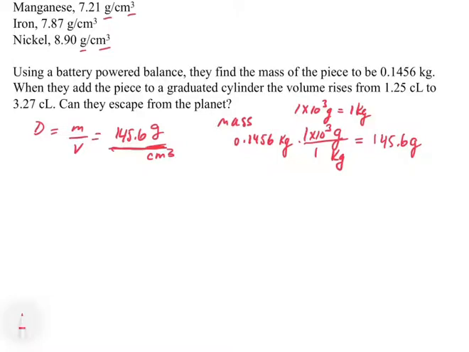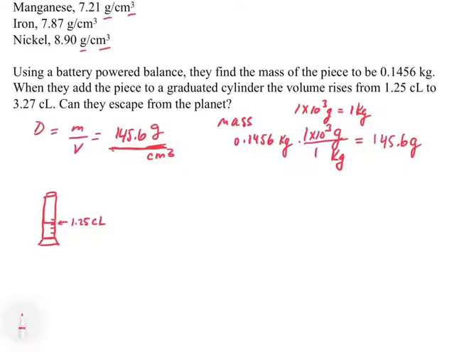Okay, so let's talk about adding the piece to a graduated cylinder. What is a graduated cylinder? A graduated cylinder is a piece of glassware. It has a tall part, and a little bit of a base at the bottom. When you put water into it, there are little graduations, and the water level will be in there somewhere. It starts out at 1.25 centiliters.